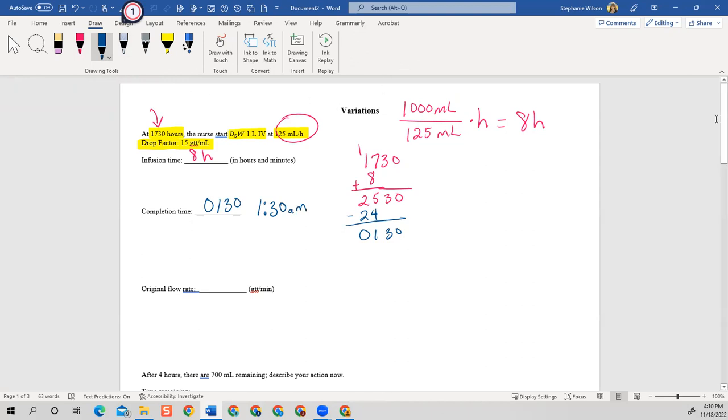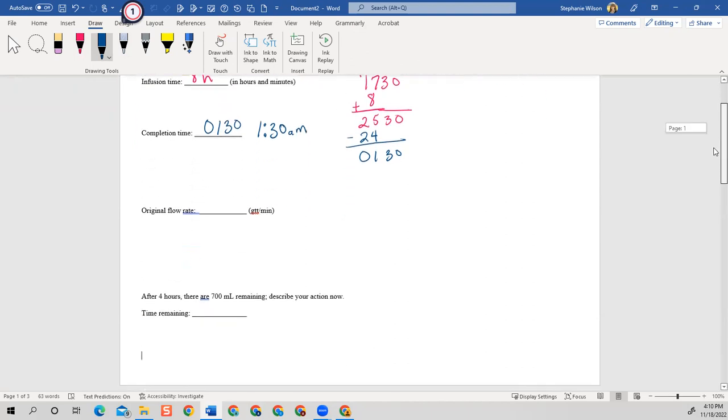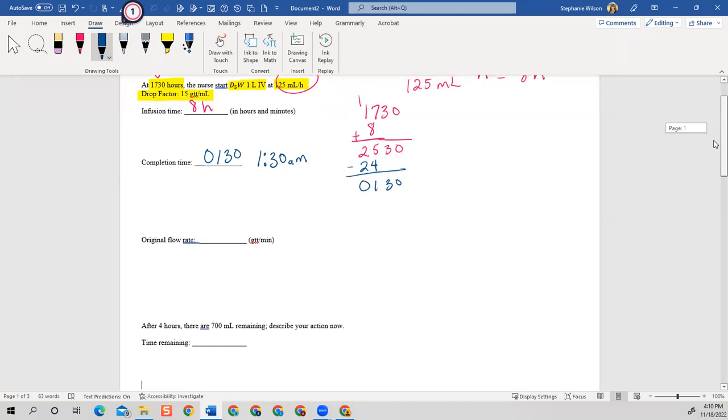Okay. Now let's move to the next part. The next part says, let's solve for the flow rate in drops per minute. So this is the original flow rate. They have already calculated the original flow rate, milliliters per hour. Let's figure out how many drops per minute. So we're talking about a gravity drop. We're not talking about a pump. We're talking about the actual IV bag that's connected to this gravity drop, or this drop factor.